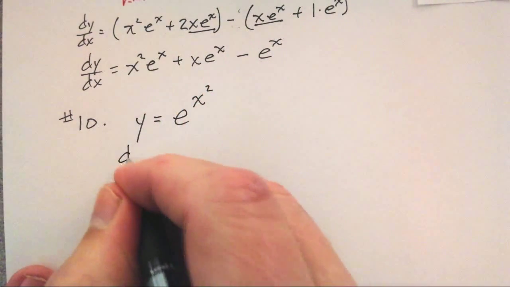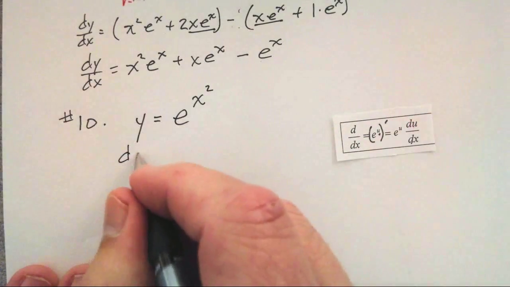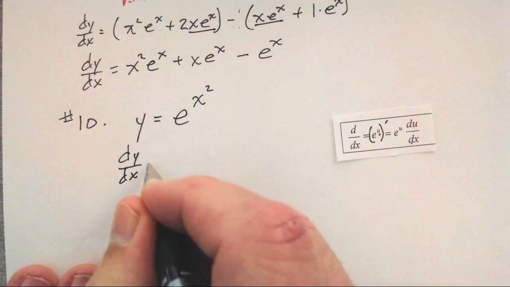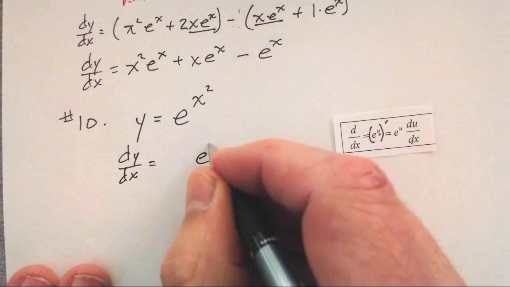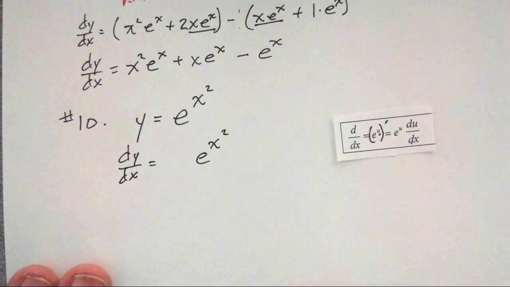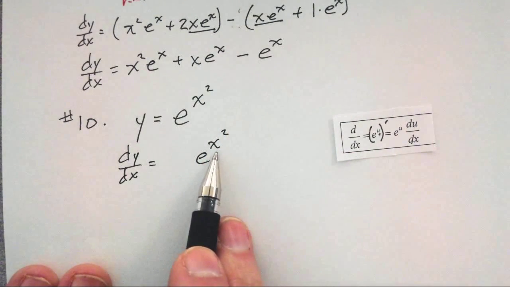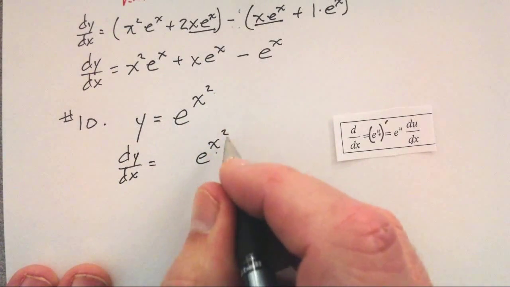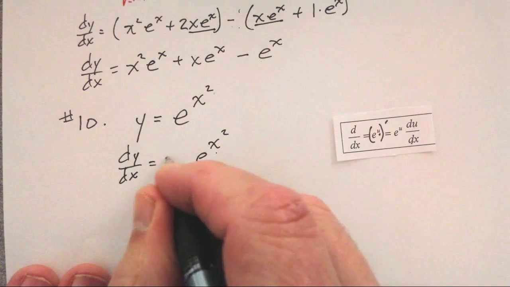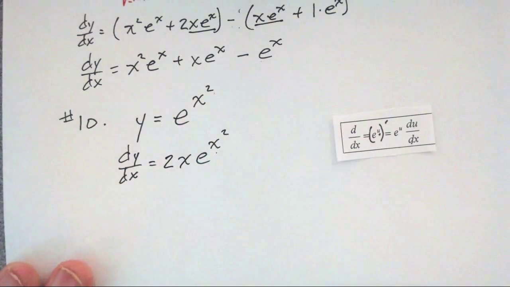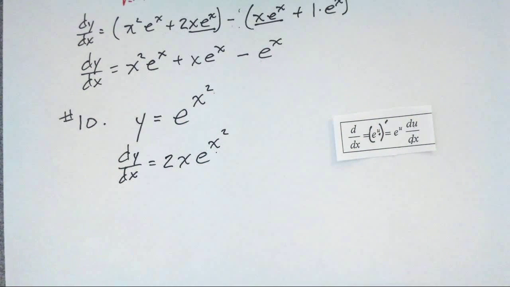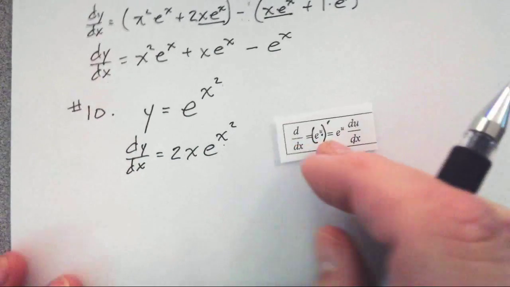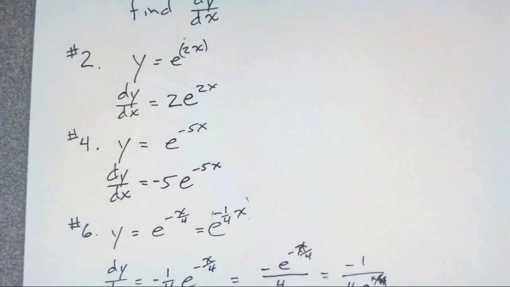Well, I love e to this. dy/dx is e to the x squared. All that's left is just to take the derivative of the inside function. And the derivative of the inside function is the derivative of x squared, and the derivative of x squared is 2x. So it got easy in a hurry again. Okay, let's move on. So far we're just specializing in one new rule, e to the x's.